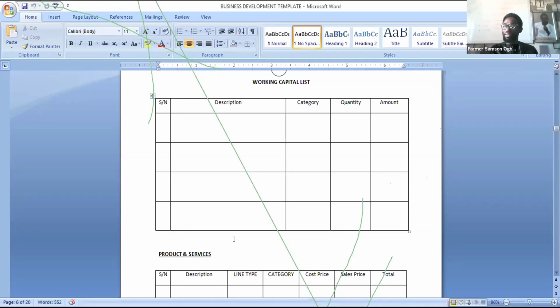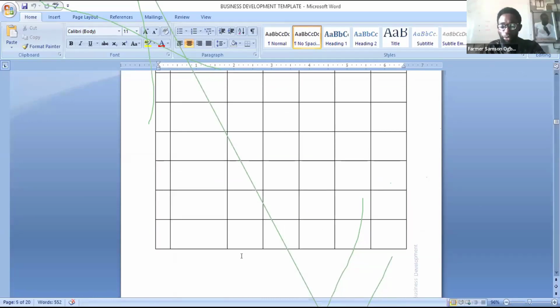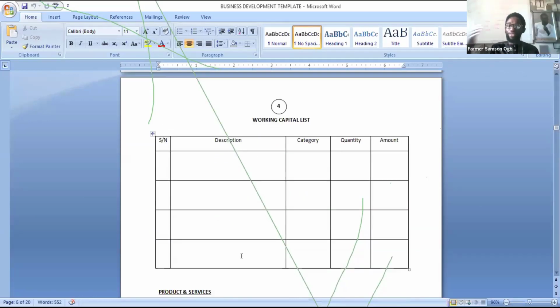Then there is maintenance. So maintenance is you have the equipment or you're even buying the equipment new, but you know that every 3 months you need to service that equipment. That money falls under working capital.